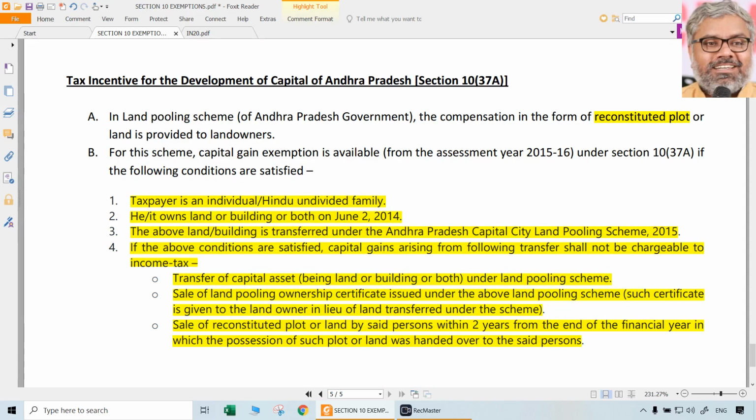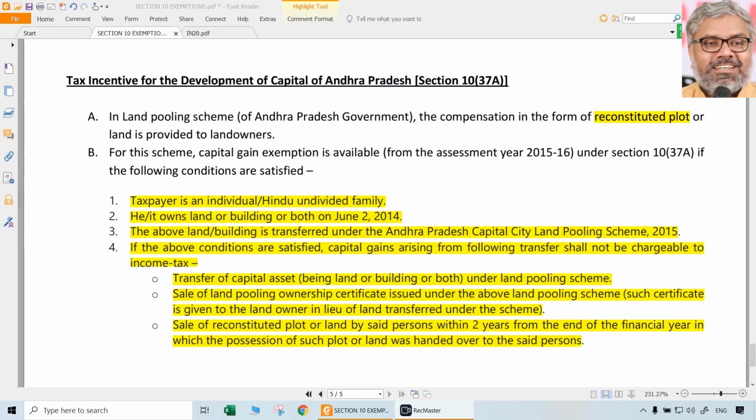Actually, it is their right, and there is nothing special that 10(37A) is giving in addition to 10(37). But still, a lot of people have mentioned in their speeches that, see, we have made an exemption for capital gains. But nobody has told the farmers so far that this exemption is only up to 2 years after you take the reconstituted plot. A lot of people don't know that. Once they know that, they will really understand the problem with this section. Everything else is good except that 2 years thing. If that 2 years thing is taken out, this section is justifiable.